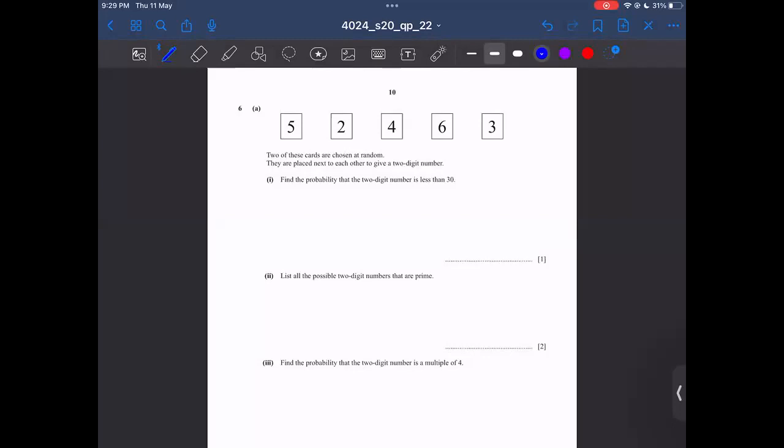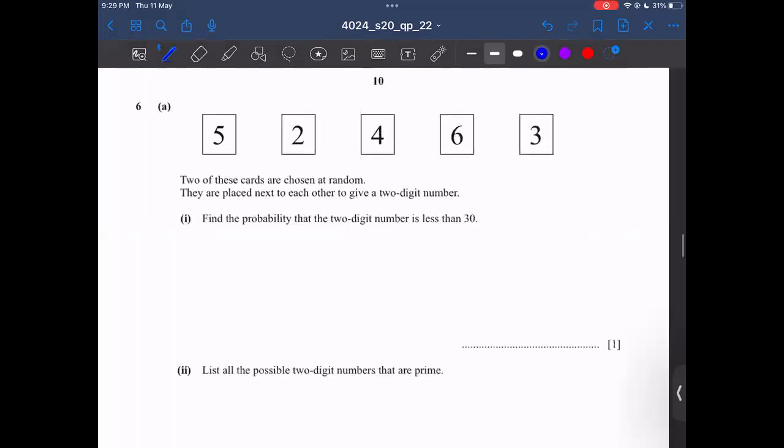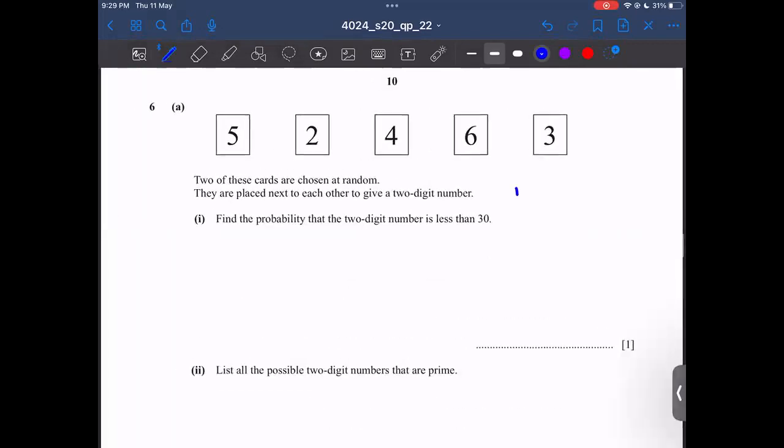When it says they are placed next to each other, it means it is a without replacement case. It is not mentioned that it's a without replacement case, but in the scenario over here, they are placed next to each other. So once you pick the card, the second card is going to be placed next to the first card. So it means we are not putting the first card back into the bag. So it is a without replacement case. First, we need to understand with the help of the scenario that this is a without replacement case.